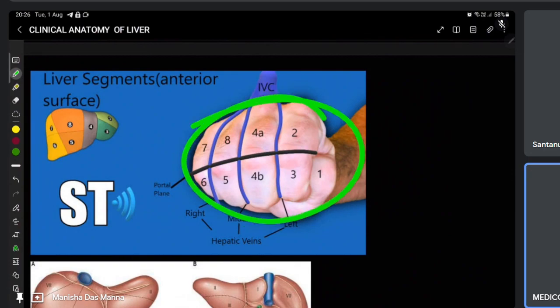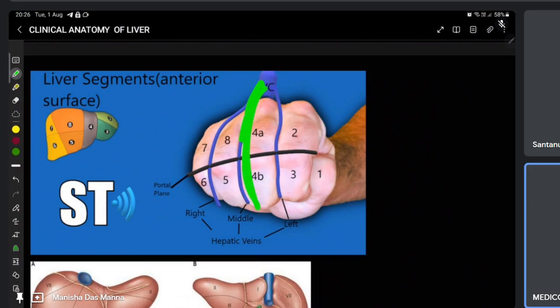So this is the fist, and what is this? This is the IVC, that is inferior vena cava, and this is the middle hepatic vein. This is the right hepatic vein, and this is the left hepatic vein. Is it clear? And the knuckles are your portal vein. This is the right portal branch, and this is the left portal branch.